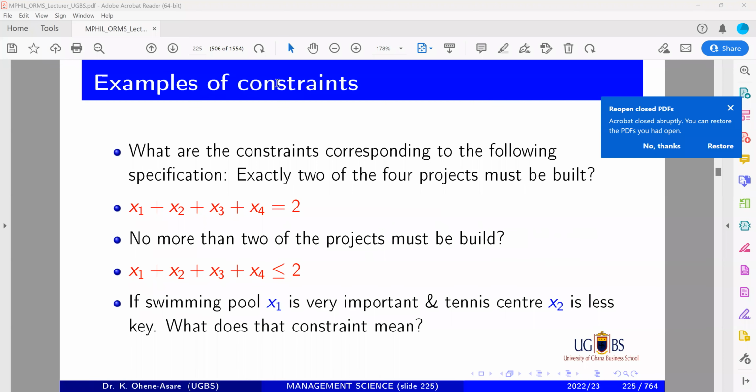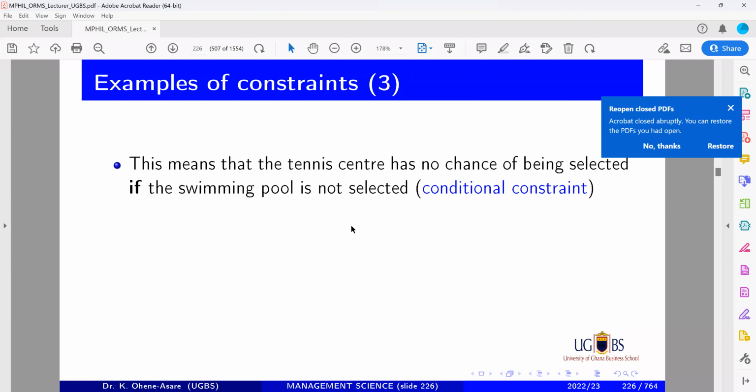Let's see why. Because if something is less important, it doesn't mean it's not important. So this is a conditional constraint. And this is supposed to be x2 being less than or equal to x1. It's not like x2 is less than x1. No, that would mean that x2 is not important at all. But it says x2 is less important. So there's some kind of importance. And that makes it less than or equal to.